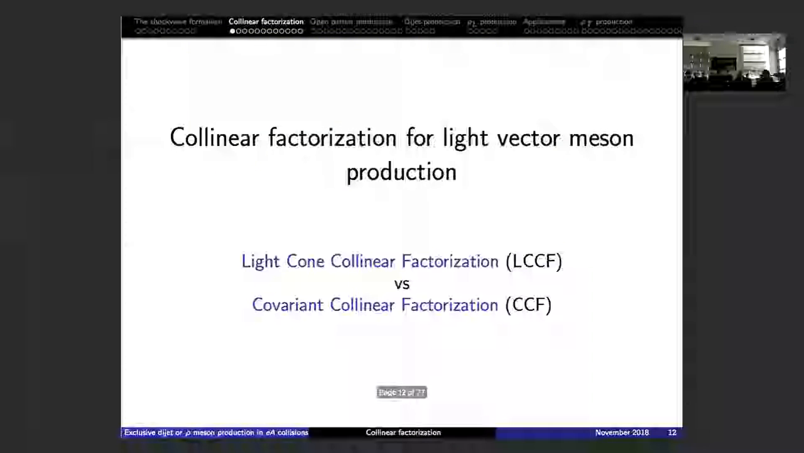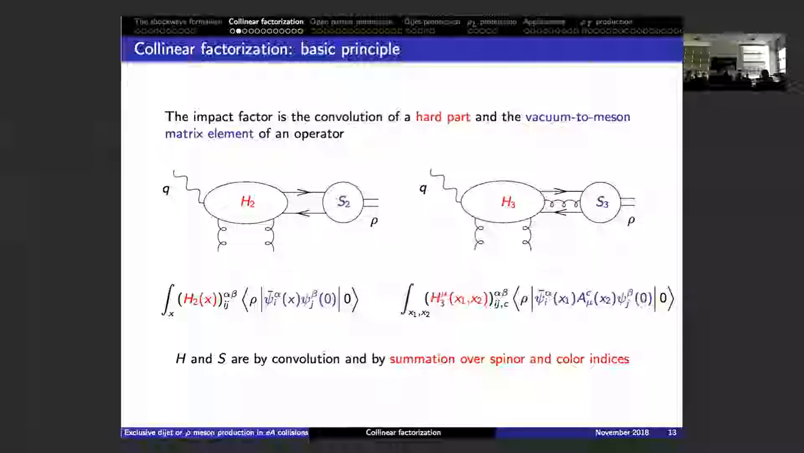Now I'll give some details on collinear factorization at higher twists, which might be more informative for our small x people. I will discuss two schemes, because if you're going to higher twists, things start to be complicated, so factorization in momentum space is not too simple. The basic principle, which you all know, is that you're splitting your impact factor into a hard part, for rho meson production for example, and a soft part, which is given by the vacuum-to-meson matrix element of some operator. The leading operator for the rho meson is just a quark and an antiquark, but you could have, for example, a meson being formed from a quark, antiquark, and a gluon. That would be a three-body amplitude, and so on and so forth.